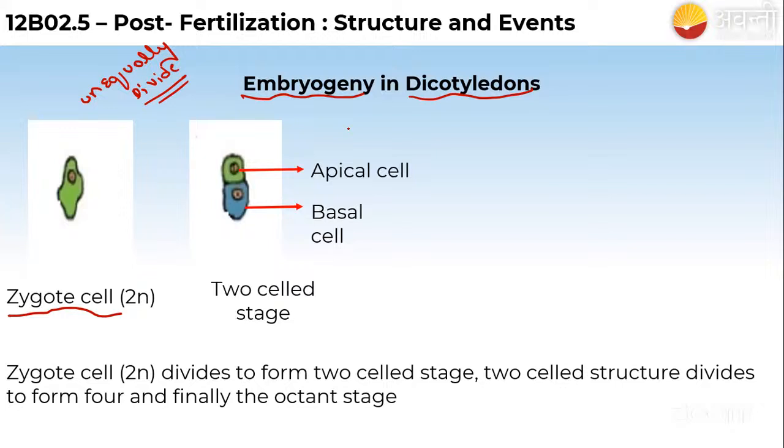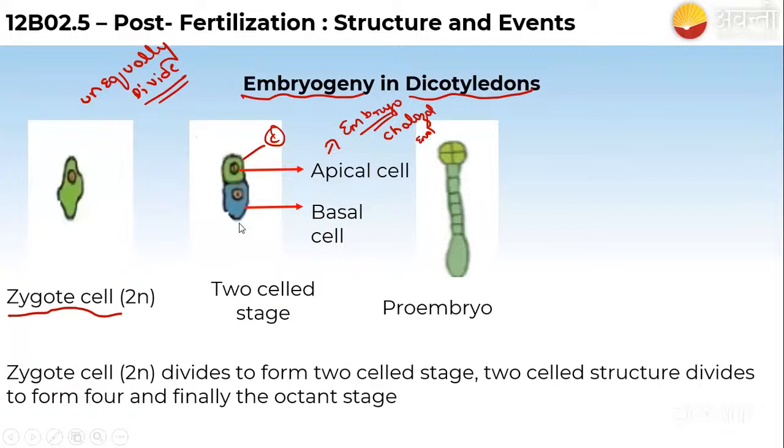this apical cell is at the chalazal end. Okay. And the basal cell is there. Both are divided unequally. And here you can see, now these two cells are there, right? One is an apical cell and another one is a basal cell.